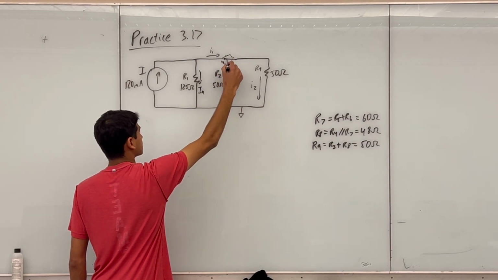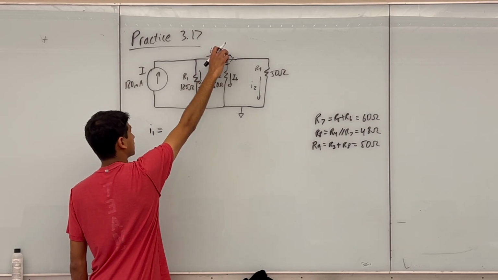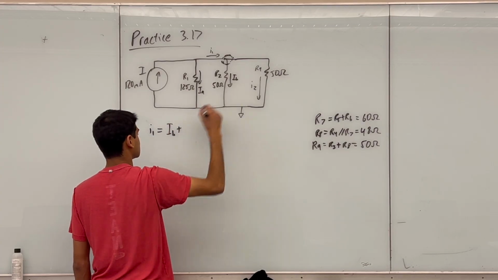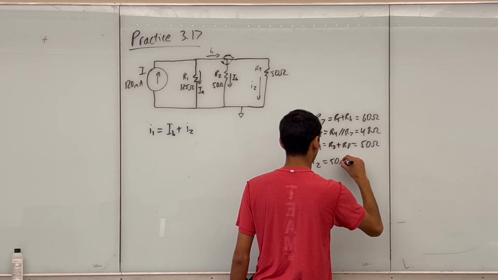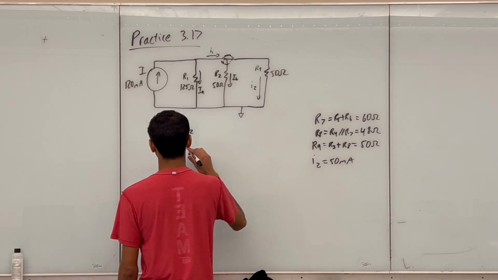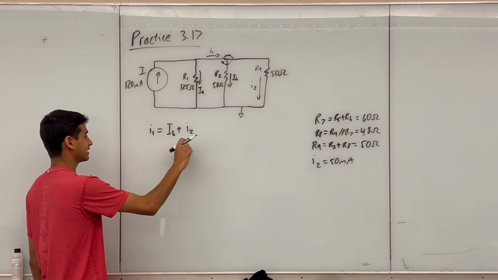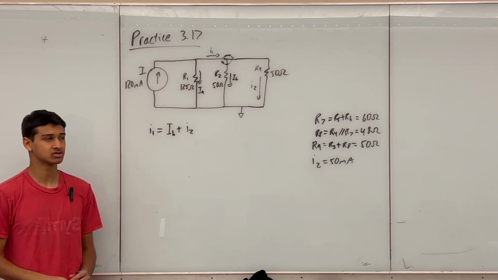So if I write KCL at this particular point, I can see that I1, which is the current going in, equals IB, which is the current going out, plus I2, which we already found. I'll write that here. So I2 equaled 50 milliamps. And so if I can just find IB, since I already know I2, I can just add them and find I1. So in order to find IB, I'm just going to use current division once more.